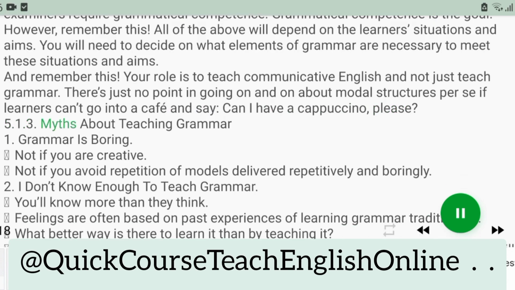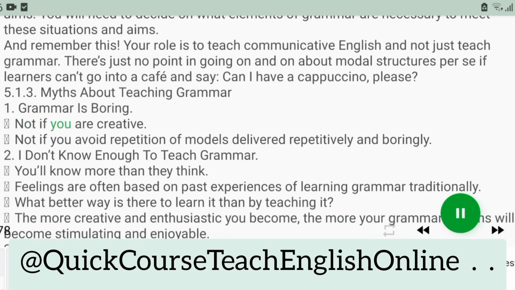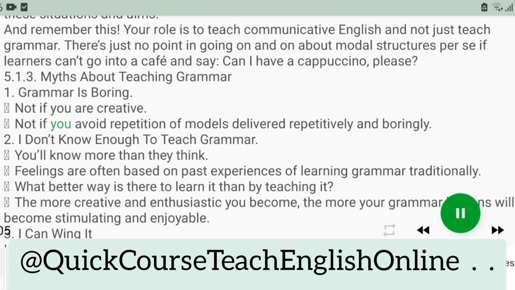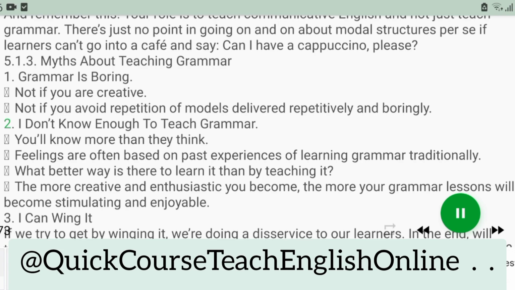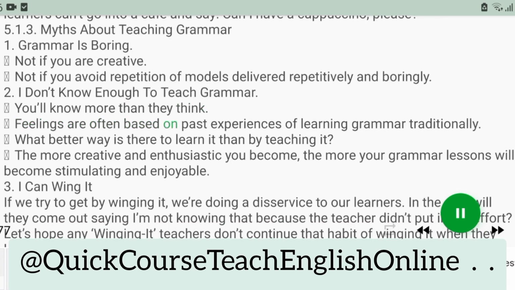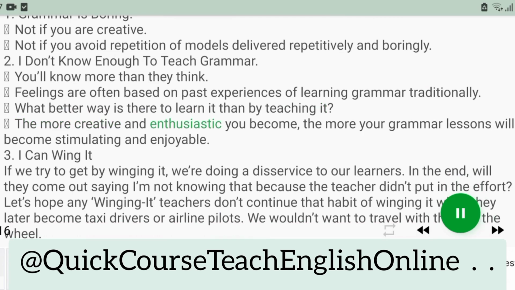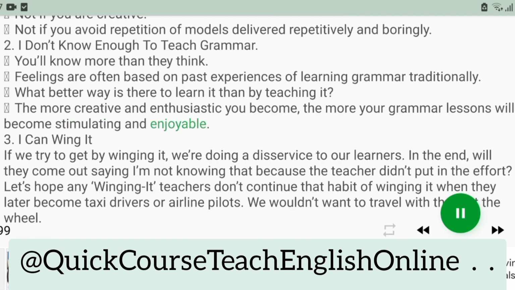5.1.3 Myths about teaching grammar. 1. Grammar is boring. Not if you are creative. Not if you avoid repetition of models delivered repetitively and boringly. 2. I don't know enough to teach grammar. You'll know more than they think. Feelings are often based on past experiences of learning grammar traditionally. What better way is there to learn it than by teaching it? The more creative and enthusiastic you become, the more your grammar lessons will become stimulating and enjoyable.